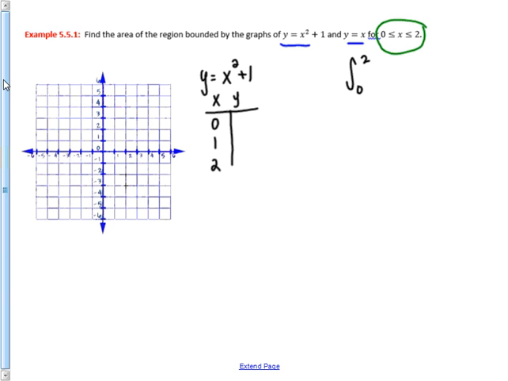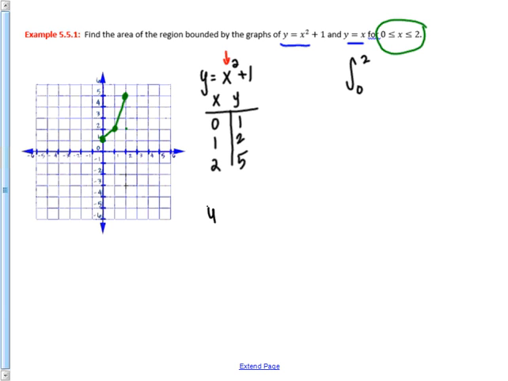If I plug in 0 for x, I get out 1. If I plug in 1 for x, I get 1 squared, which is 1, plus 1 is 2. And if I plug in 2 for x, I get 2 squared is 4, plus 1 is 5. So let's plot those ordered pairs. Okay, we'll do this one in green. So I have (0, 1), (1, 2), and (2, 5). So that's a parabola, and this is that part of the curve.